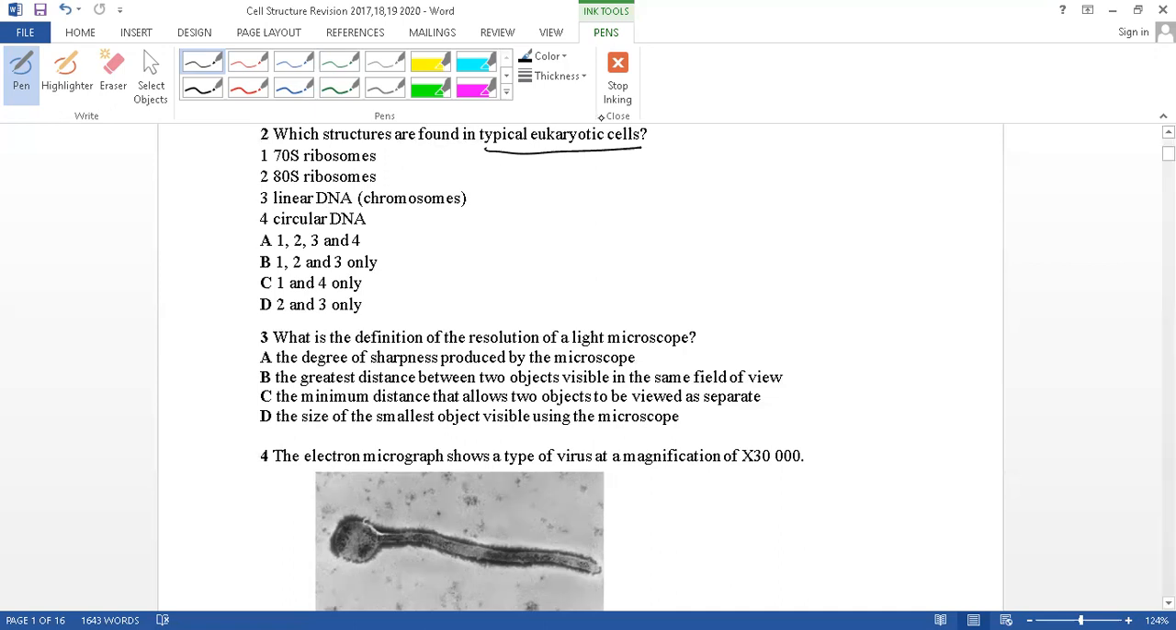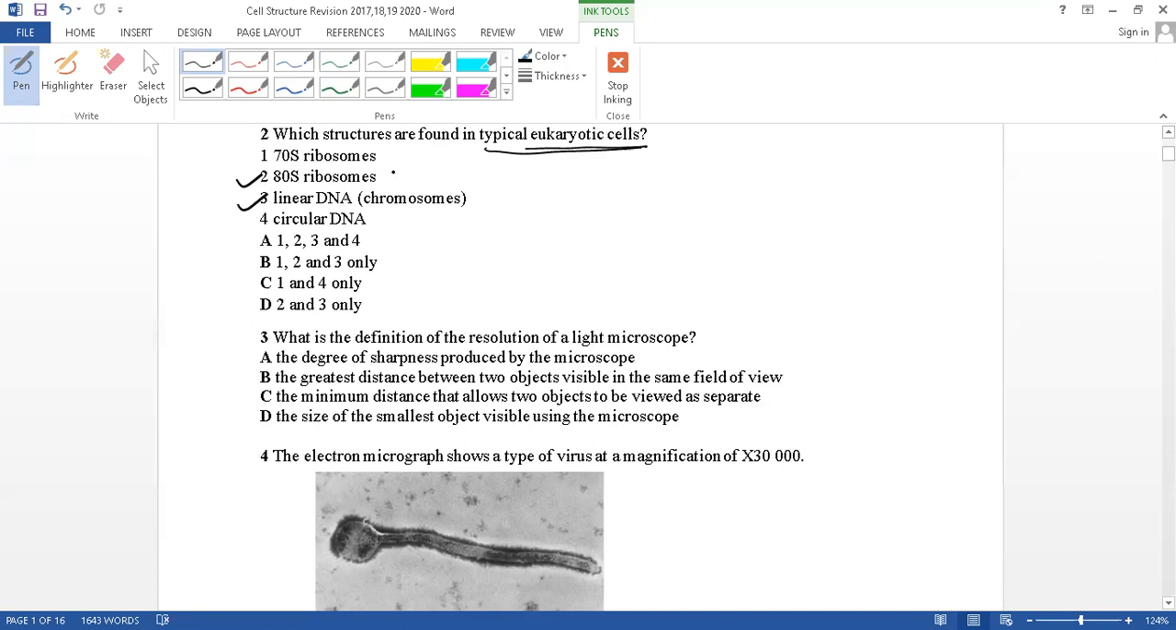One and four. Eukaryotic cell. You think that they have one and four, and they don't have 70S ribosome and linear DNA? No, two. Yes, two and three. So you think that they have 80S ribosome and linear DNA.